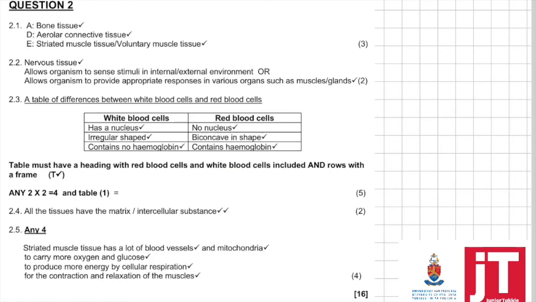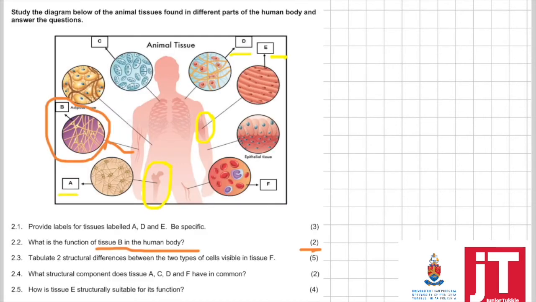Now we know what nervous tissue does. So you got a mark for mentioning the tissue. And we know nervous tissue is there to pick up stimuli, from your internal environment, which is inside your body, and your external environment, which is your environment outside. It also allows you to provide appropriate responses in various organs, such as in the muscles or the glands. Very, very important. Now you see, if you didn't identify the tissue correctly, you got the function incorrect. So very nice question.